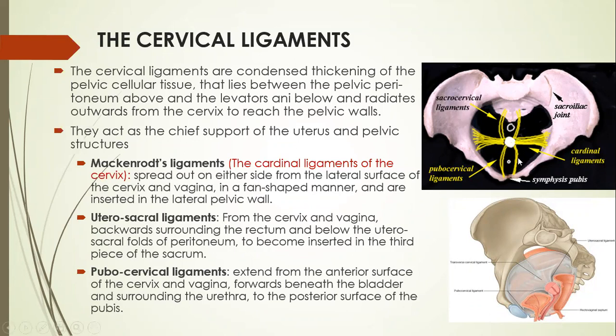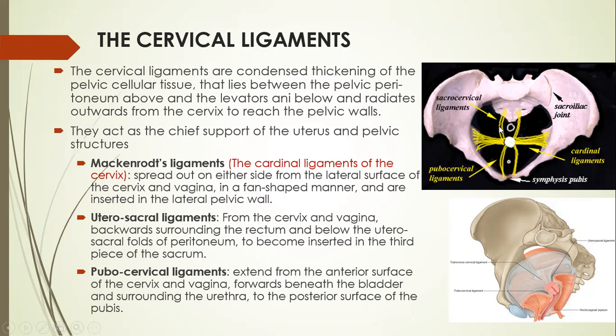One is called the McEnroe's ligament, the cardinal ligament of the cervix. It spreads out on either side from the lateral surface of the cervix and vagina in a fan-shaped manner, and is inserted into the lateral wall. So if you can see here, this is the cardinal ligament on either side.